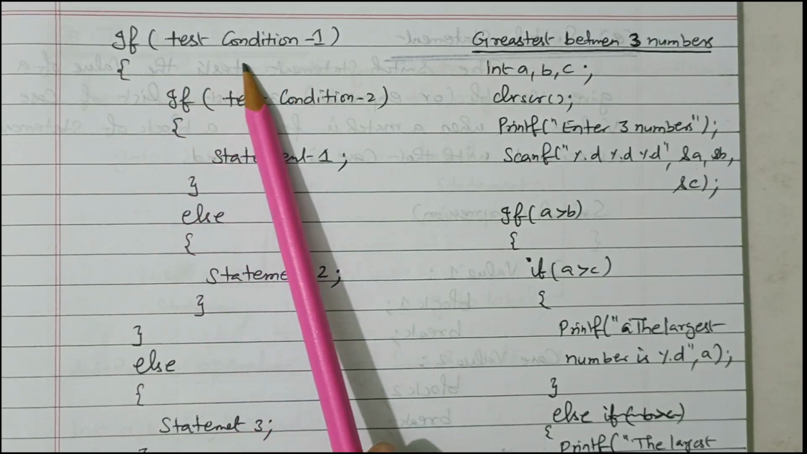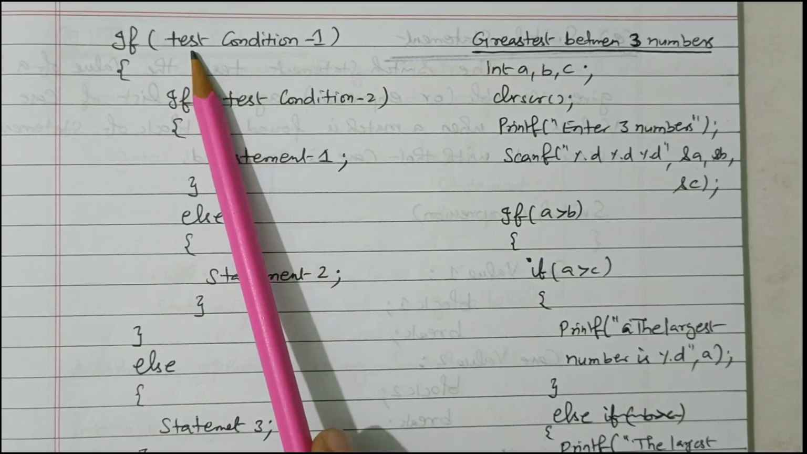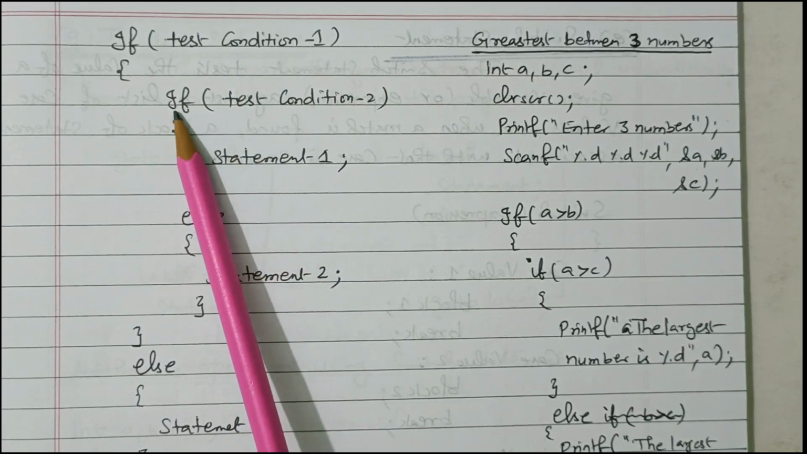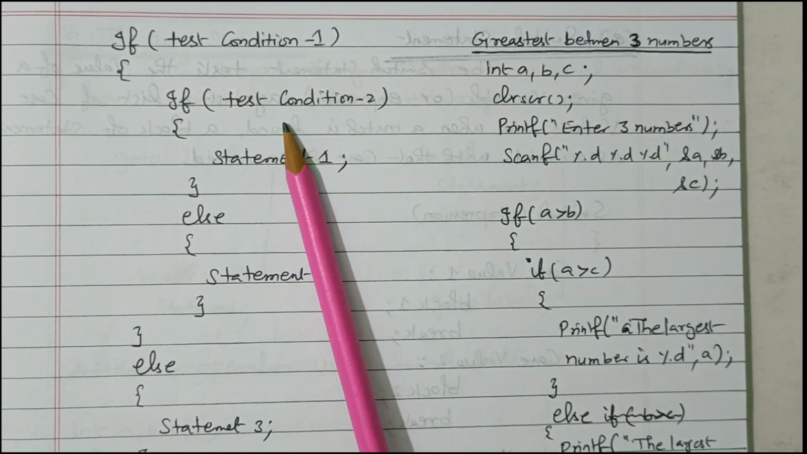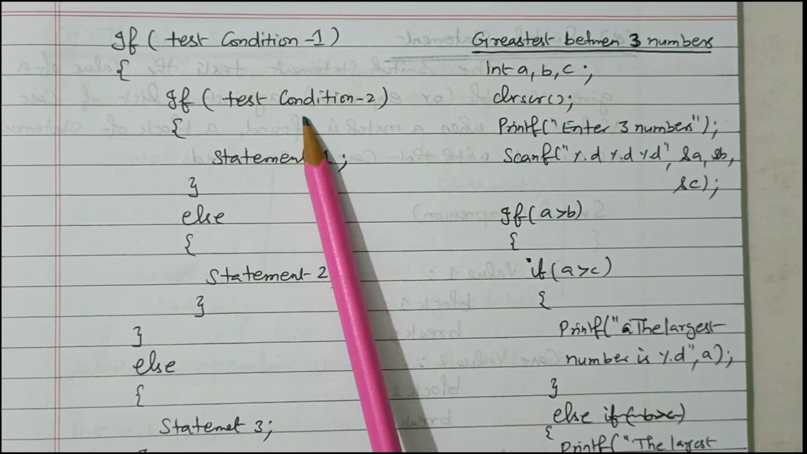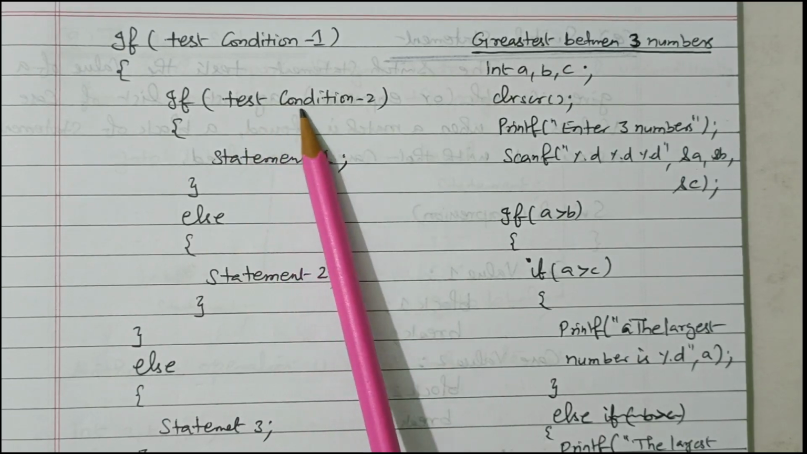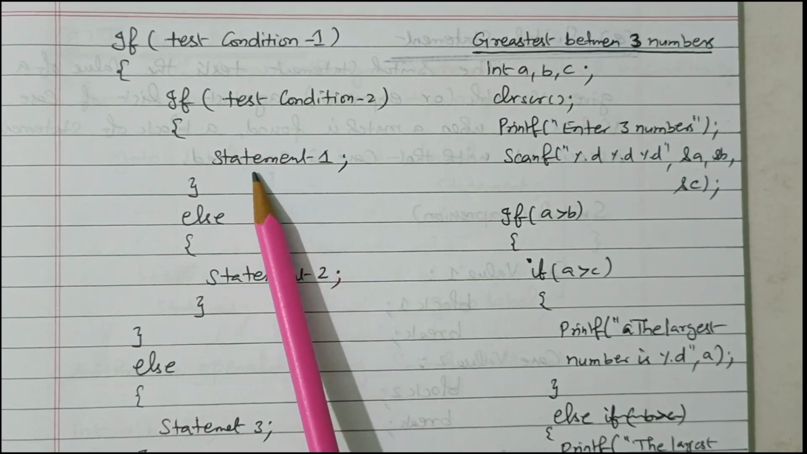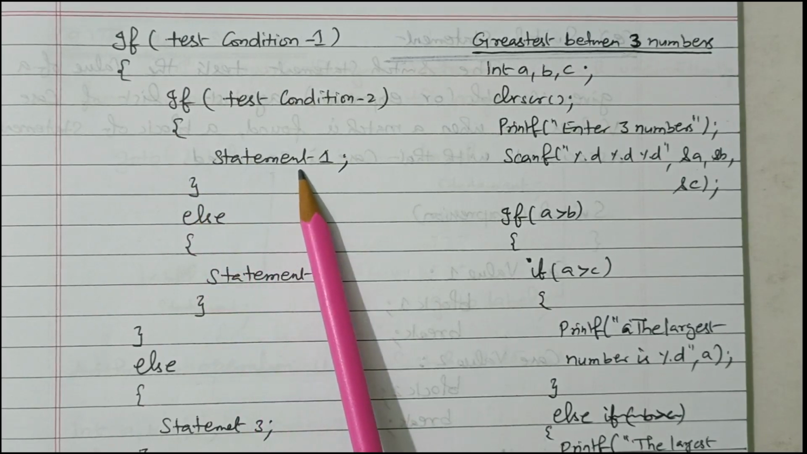So if test condition 1, the test condition 1 is verified here. Suppose this test condition is true, it will go to the next statement. Again we have one more test condition. That's why we call it a series of decisions, more than one decision we need to take. Here one more test condition is available, test condition 2. Suppose this test condition 2 is true, the statement 1 will be executed, that is, the statements available between the braces will be executed.